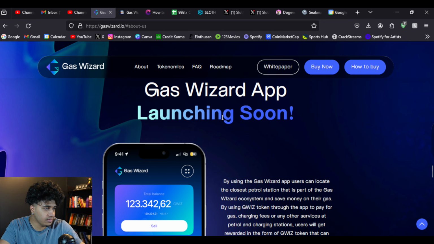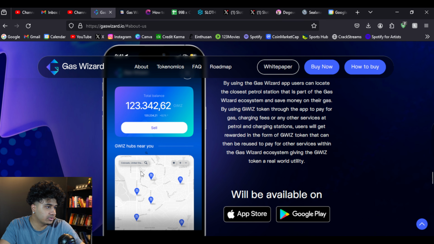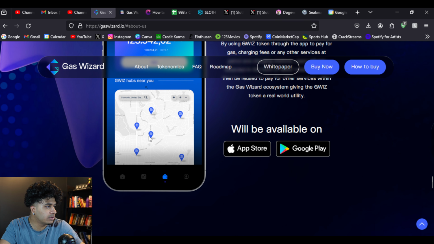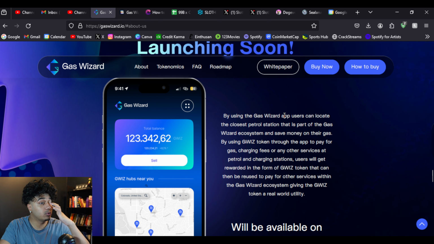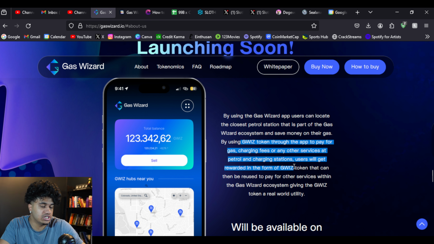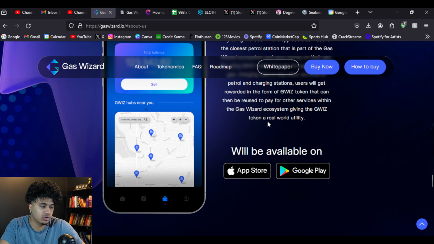Now, they have their app launching soon. This is what it's going to look like, and they're going to have the GWIZ hubs. These are where you're going to be able to use this app for their token. By using the Wizard app, you can locate the closest petrol station in their ecosystem to save money on gas. You can also use the token through the app to pay for gas, charging fees, or any other services at petrol and charging stations. Users will get rewarded in the form of GWIZ tokens that can be reused for paying for other services within the Gas Wizard ecosystem, giving the GWIZ token a real-world utility.